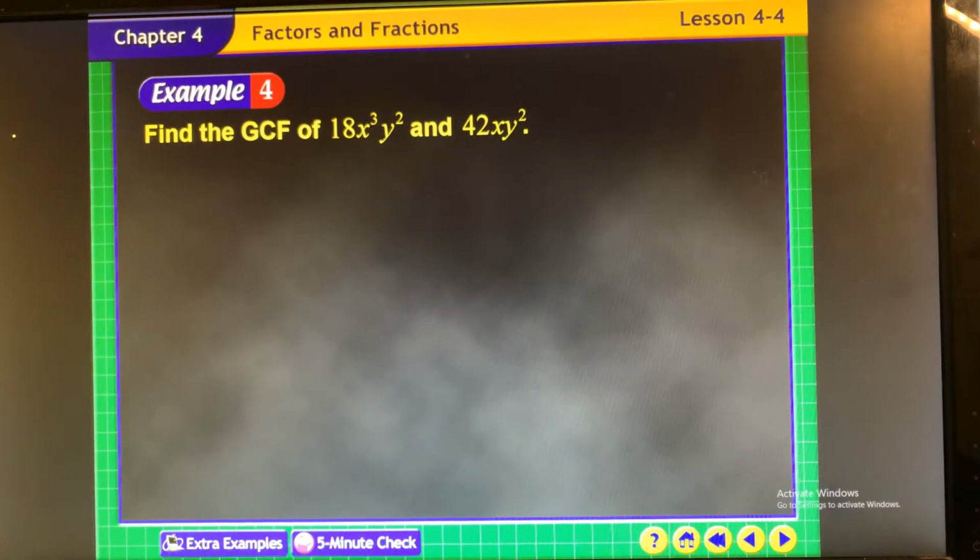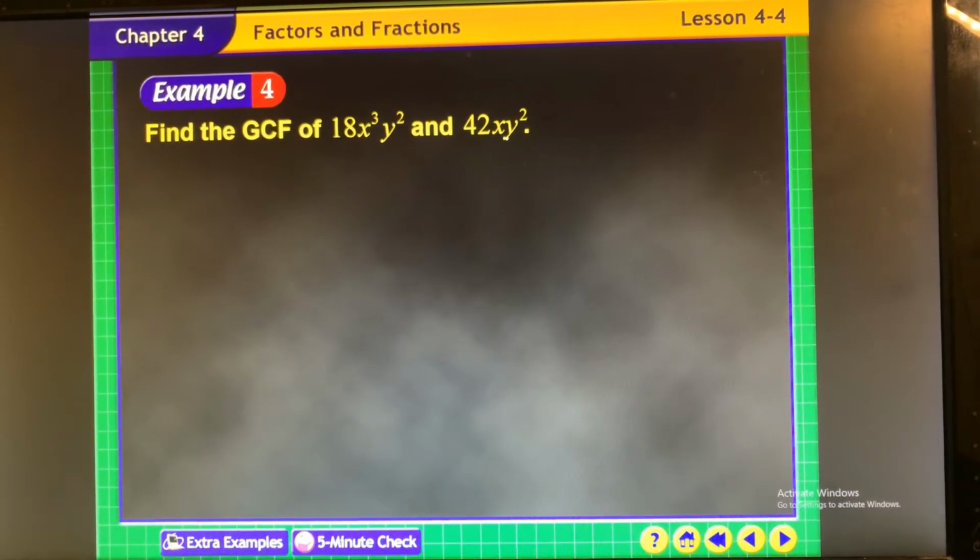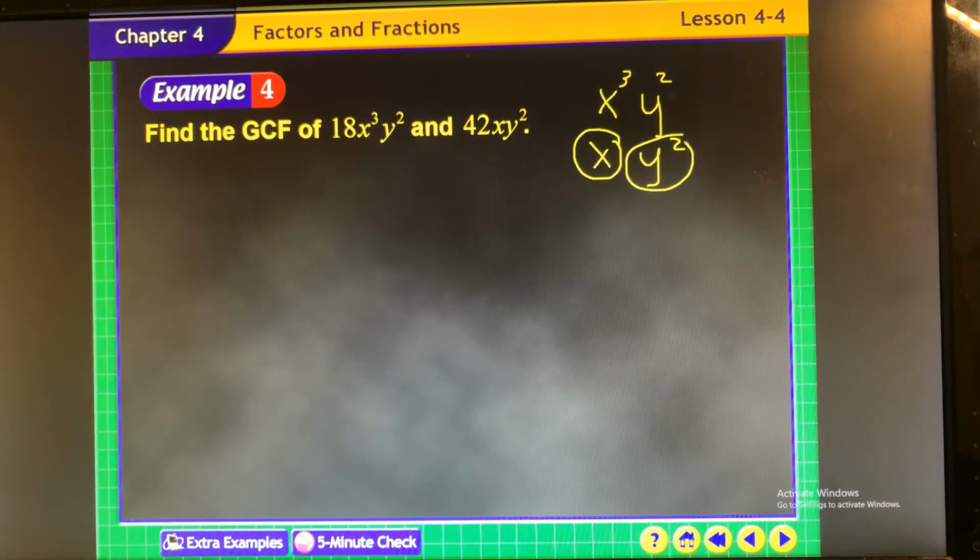Okay, GCFing monomials. Don't make this hard. So we could GCF it with the exponents in it, or you can just remember the rule. As long as they're in common, you pick the lowest exponent. So I have x cubed y squared and x y squared. Common base, lowest exponent. Common base, they're the same exponent, so just pick one.